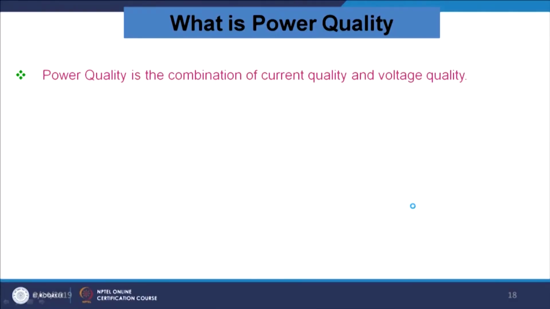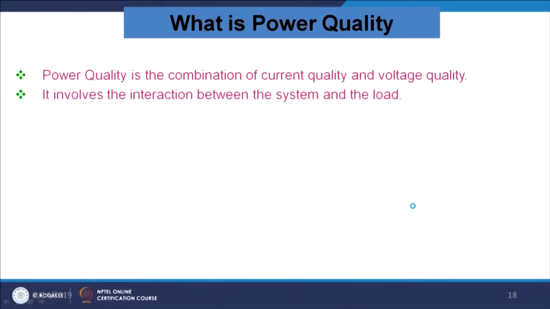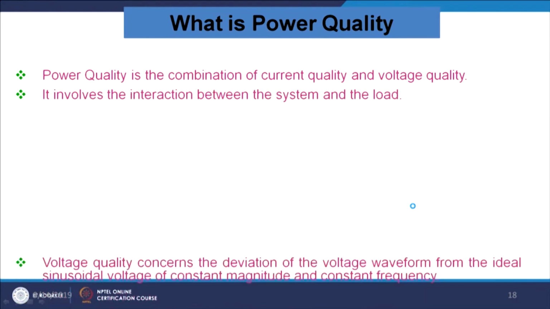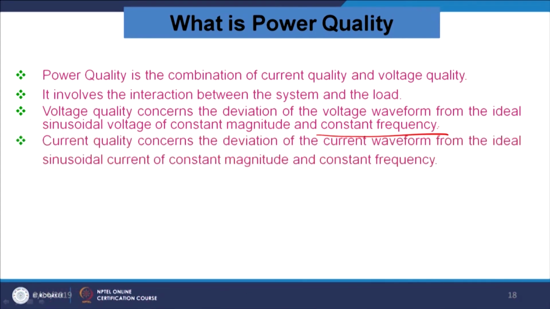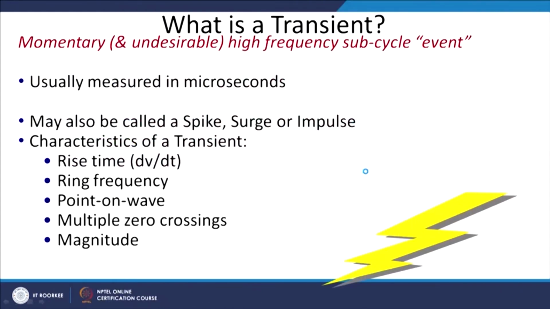Power quality is a combination of current and voltage as well as frequency. So, it involves interaction between the system and the load, and voltage quality concerns the deviations of the voltage waveform from the ideal sinusoidal voltage of constant magnitude and constant frequency. In the same way, current quality concerns deviation of the current wave from the ideal sinusoidal of constant magnitude and constant frequency. Now, there are other issues.